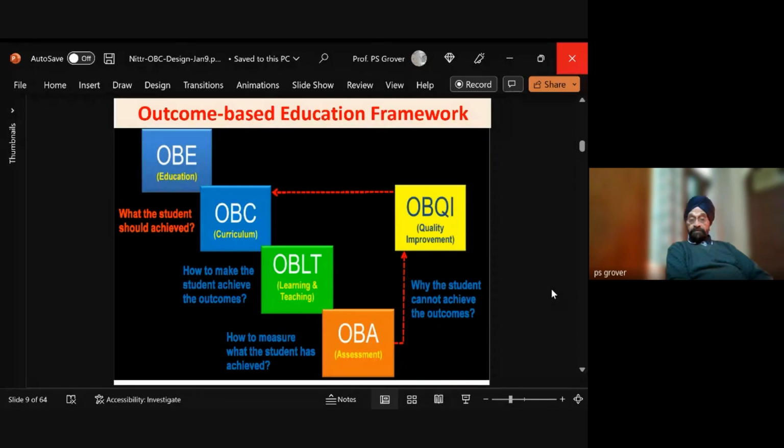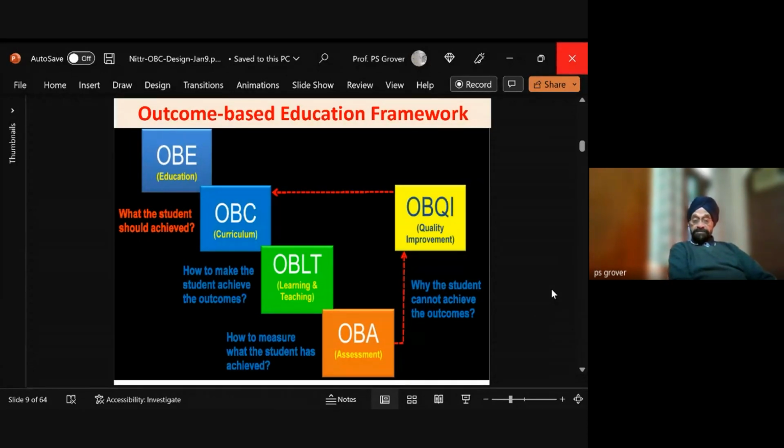Then the curriculum, how to make the student achieve the outcomes. Then outcome-based learning and teaching, how to measure what a student has achieved. Then outcome-based assessment. Then, why a student cannot achieve the outcome. Supposing we had decided that student learning will be on this level or of this type or of this depth.